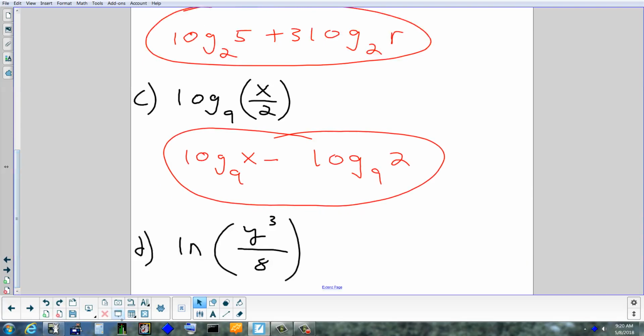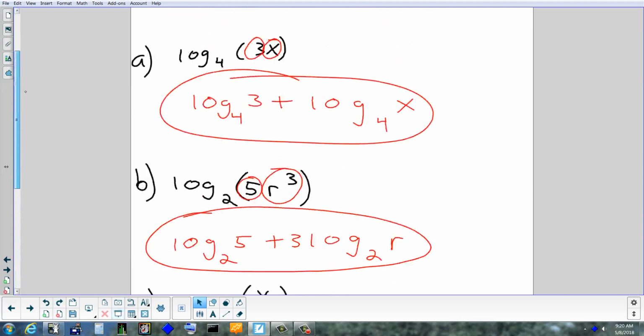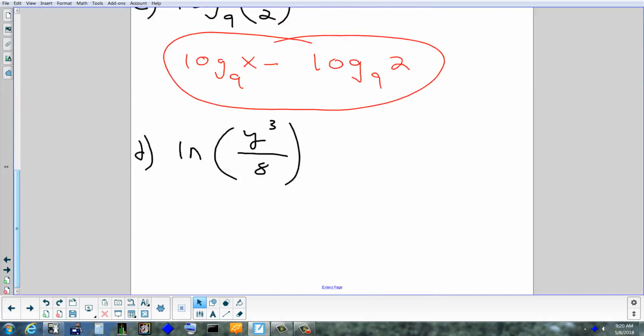Okay, let's look at this one. So I said to you, these rules apply to any base. In the last problem, we did base 9. The problem before that was base 2. And before that, we did base 4. What base am I doing in example D? Even though it's not written, it's hidden. Yep, E. I'm doing base E. You don't have to write it that way. You're going to leave it as ln. I know ln means log base E. We'll write it the short way. Okay.